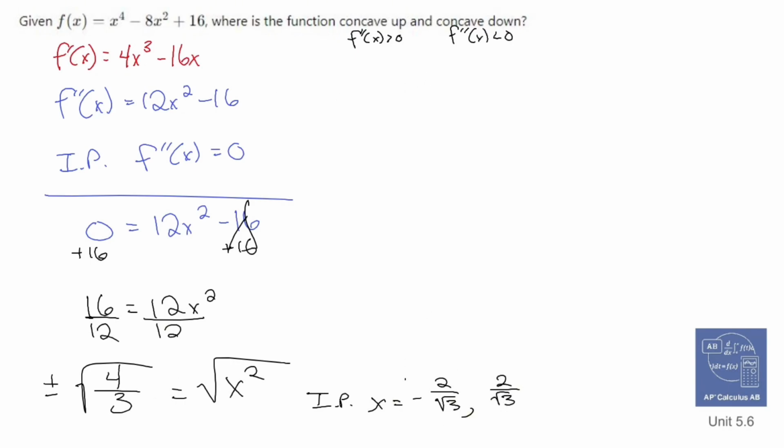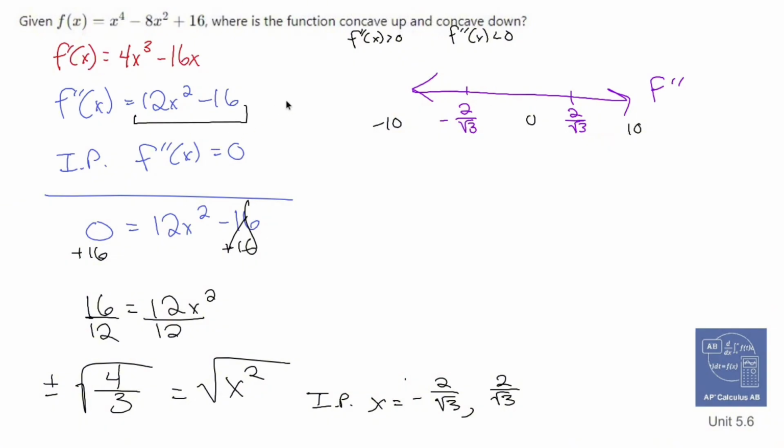So let's go up here and make ourselves a sign chart for f double prime. My magic numbers are negative 2 over root 3 and positive 2 over root 3. So if I pick a number like negative 10, a number like 0, and positive 10, I should be able to plug it into this guy right here and see what I get. So a little bit of math to do here. It's not going to be a ton of fun.